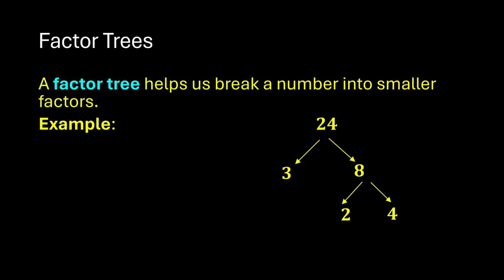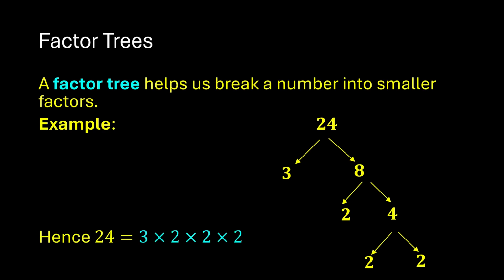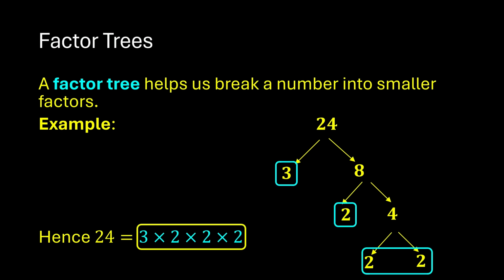So let's take a look. Can we split either of these branches further? 2 is a prime number, so therefore we can't split that branch. However, 4 can be split as 2 times 2, as shown here. So we started differently, but let's see what happens. 24 equals 3 times 2 times 2 times 2. So we did start differently, but we ended with exactly the same prime factors.